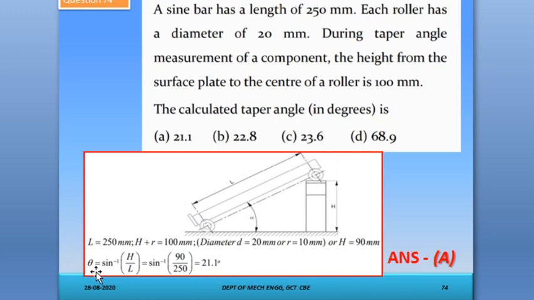The sine bar formula: sin theta is equal to H by L. Here theta is equal to sin inverse of H by L. The answer is 21.1 degree. So the first option A is the correct answer.